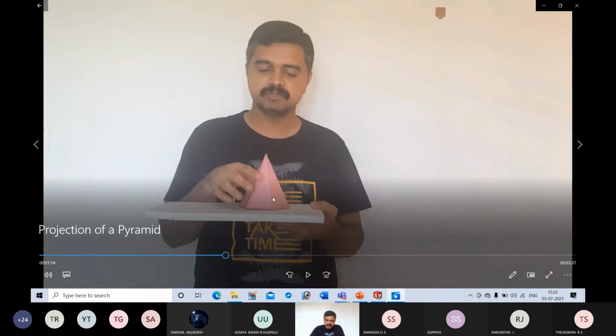Okay. Next, even if you look from front, you are able to see this slant edge, this one. There are a few more slant edges which are on the other side, which you cannot see from front. Next, even if you look from top, you are able to see these slant edges, but when you represent them in top view, because of the inclination, the length of the slant edge gets reduced in the top view.